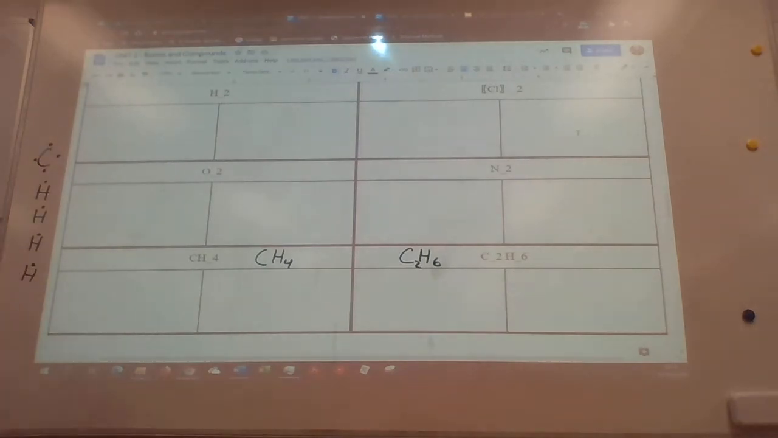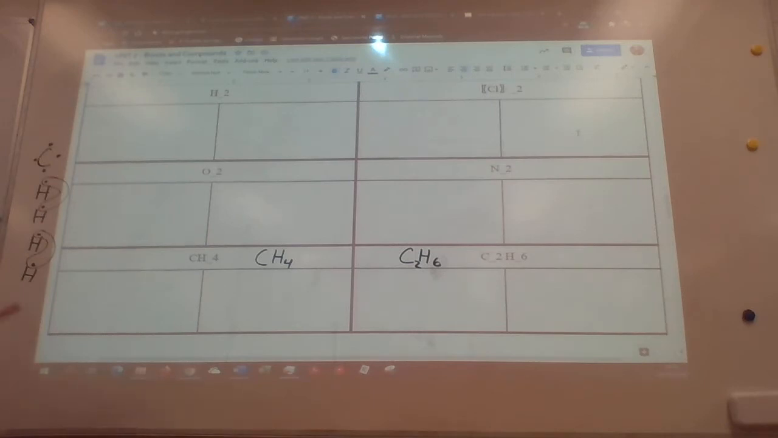Now, remember what I said. Carbon is going to have to be in the middle because it's going to make more bonds. Now, I frequently see people do this. They go, oh, the hydrogens can each make one bond, so I can do that. There, all my hydrogens are bonded.